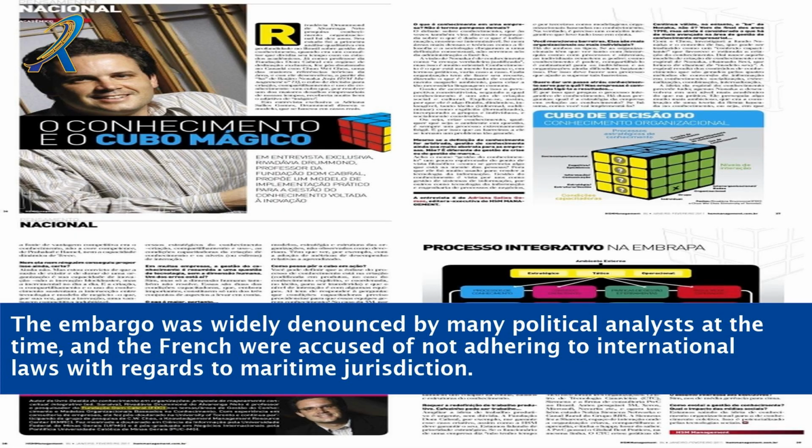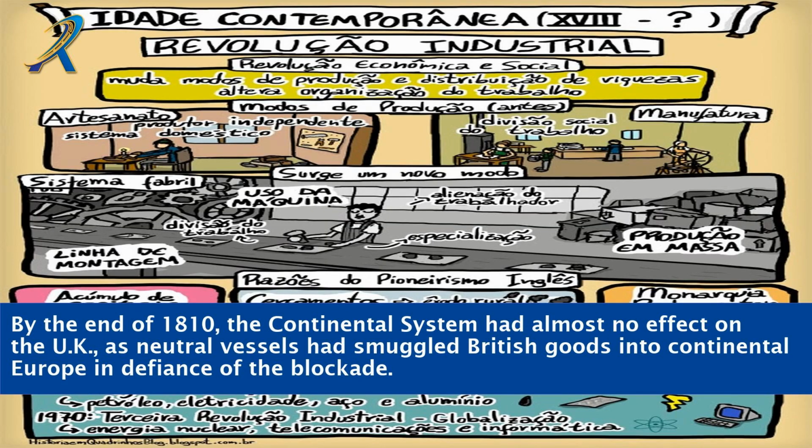The embargo was widely denounced by many political analysts at the time, and the French were accused of not adhering to international laws with regards to maritime jurisdiction. By the end of 1810, the Continental system had almost no effect on the UK, as neutral vessels had smuggled British goods into continental Europe in defiance of the blockade.